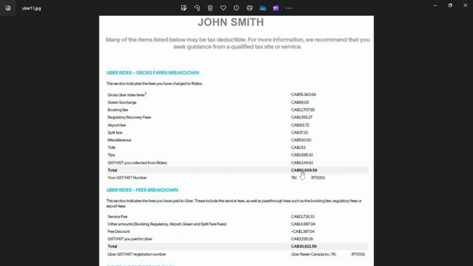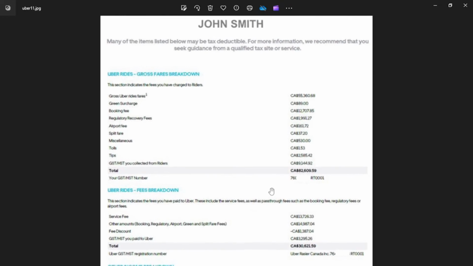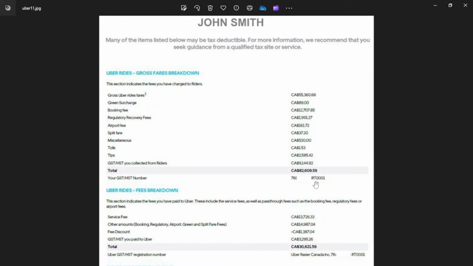Your GST HST number, I just erased this number a little bit. This is your HST number, which you provided to Uber when you started driving Uber. So this is mandatory now. You have to get registered for Uber. You have to have an HST number to do rideshare.